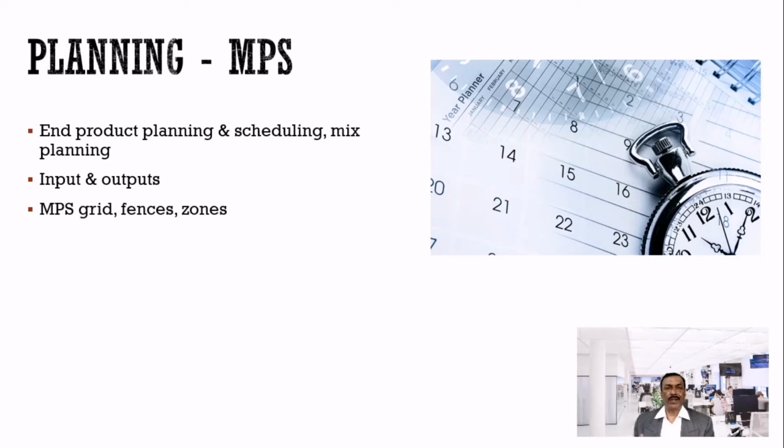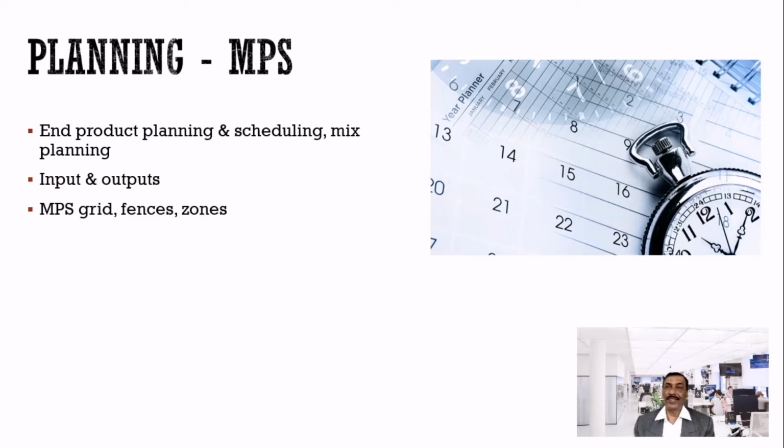This is where some knowledge about the MPS grid is required. This we do in a different, detailed program: how to do this scheduling, and what the different time fences and zones are. Especially we have two fences. One is called the demand time fence, another one is the planning time fence. As far as zones are concerned, there are three zones. One is the frozen zone, then the slushy zone, and the liquid zone, and what activity is required to be done in each of the stages.